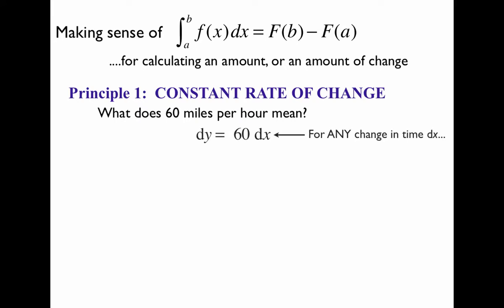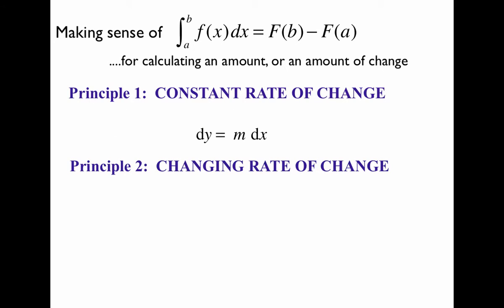It tells you that for any change in time dx, your change in distance is 60 times that change in time. So it tells us a lot more than just you go 60 miles in an hour. It tells you how far you go in any amount of time. But you just multiply by 60, right? Take any change in time, multiply by 60, you get the change in distance. So this is our very important principle of dy equals m dx.